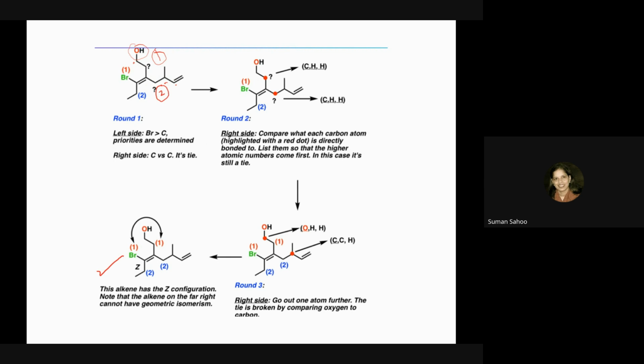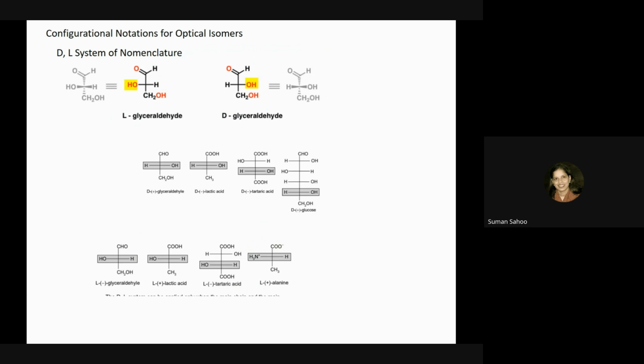So this is about how we assign E and Z notation in case of your geometrical isomers. Similarly, in the last class, we have discussed the configurational notations for your optical isomers. Optical isomers are those which can rotate the plane polarized light. So there you have two enantiomers. If one enantiomer rotates the plane polarized light in clockwise direction, the other enantiomer, that is its mirror image, will rotate the plane polarized light in anti-clockwise direction.